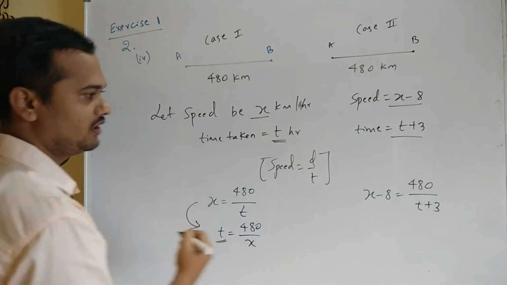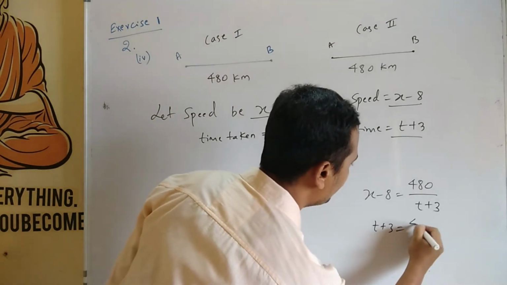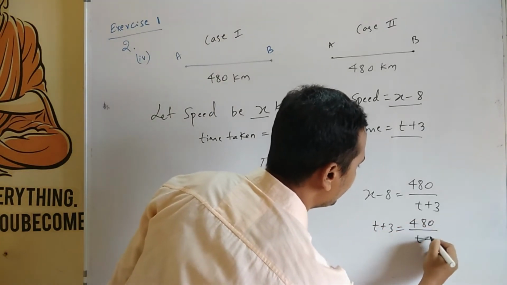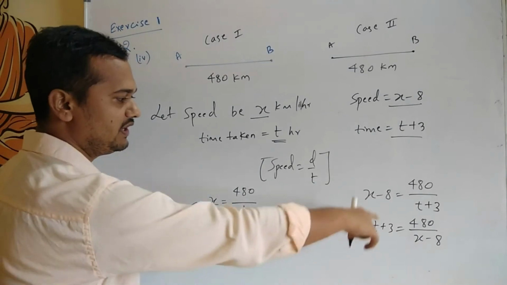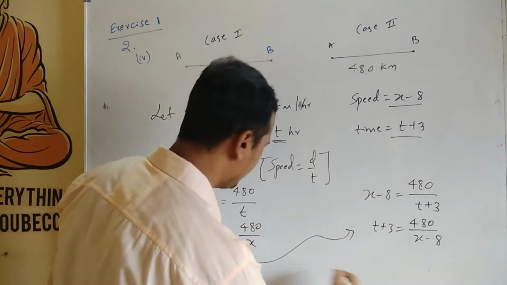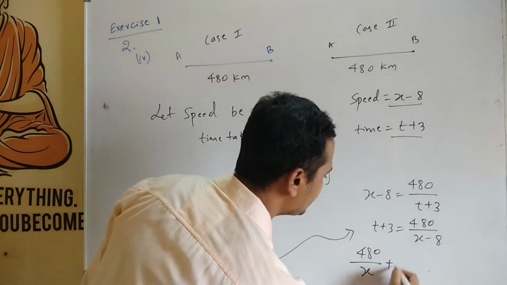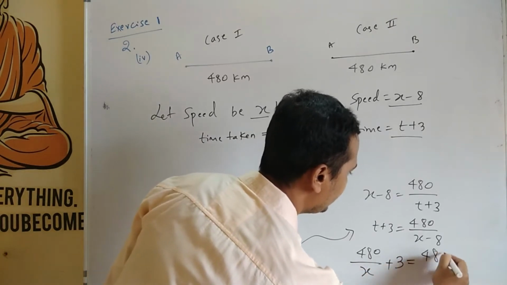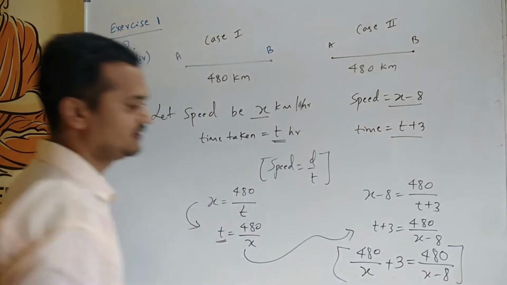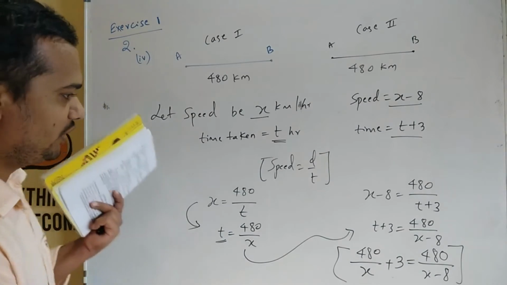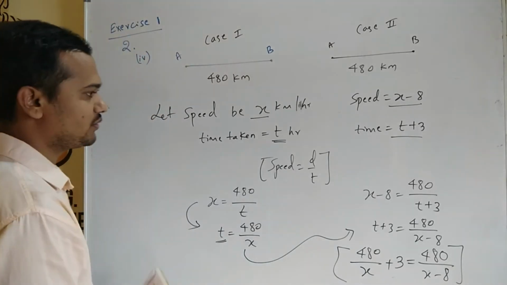So, this is our t value. Before substituting, just cross multiply it. t plus 3 is equal to 480 divided by x minus 8. Right? Now, substitute the t value in this expression. Then you will get 480 divided by x plus 3 is equal to 480 divided by x minus 8. So, see, in this expression we have just x, right? So, we removed the other variable, that is t, from the equation. Now, simplify this one, okay? Simplify this one and get a quadratic equation.